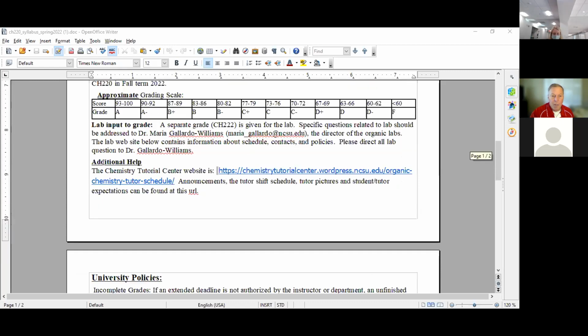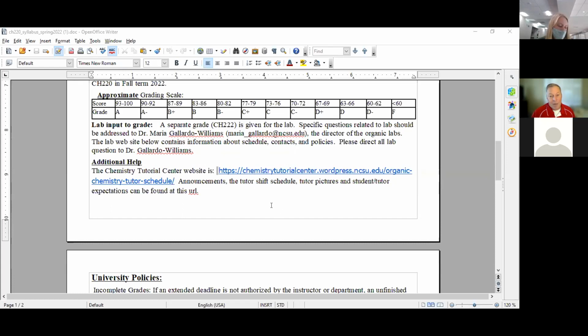We do have a chemistry tutorial center, and here are the hours. Somebody told me that the original link wasn't working. I cut and pasted the new link here, and I think this does work now. There are no tutorial center hours this week. If you look at that schedule, there's no hours this week. They don't start till next week. Hopefully you can get online and see if any of those fit into your schedule.